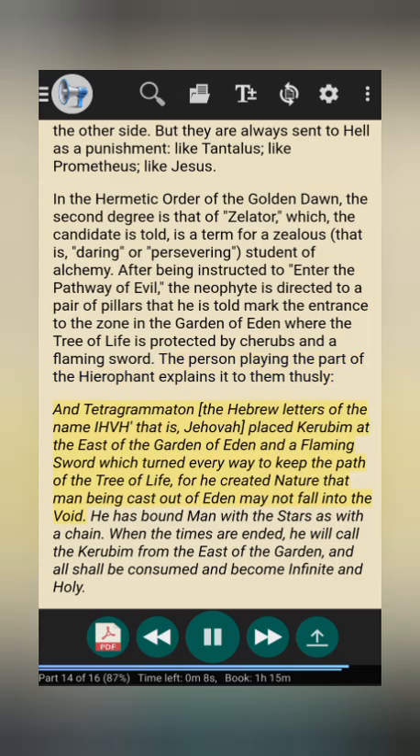And Tetragrammaton, the Hebrew letters of the name IHVH, that is, Jehovah, placed cherubim at the east of the Garden of Eden, and a flaming sword which turned every way to keep the path of the tree of life, for he created nature, that man being cast out of Eden may not fall into the void. He has bound man with the stars, as with a chain. When the times are ended, he will call the cherubim from the east of the garden, and all shall be consumed and become infinite and holy.